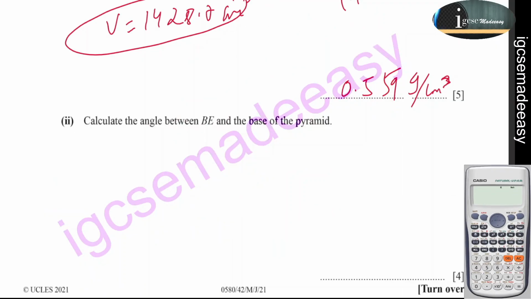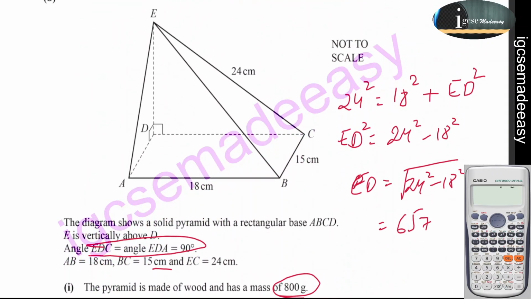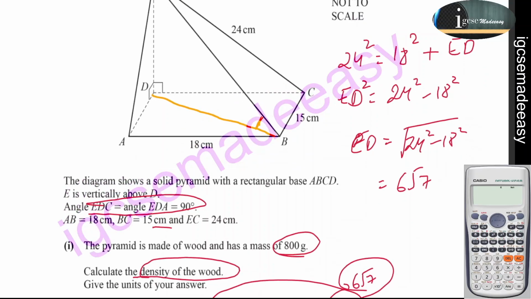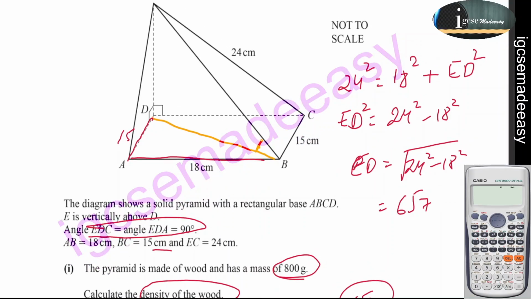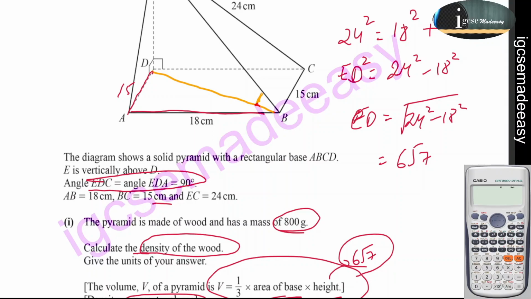Calculate the angle BE makes with the base of the pyramid. So this is BE, and we have to find the angle between this line BE and the base of the pyramid. So this angle we have to find out. BD is actually simple to understand: this is 15 centimeter and this is 18. So we can easily calculate the length BD.